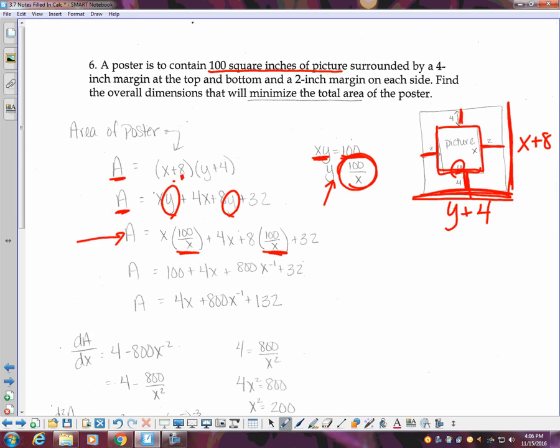Now my area formula is completely in terms of x. Well, let's clean it up a little bit. Those cancel. So plain old 100 over 4x. That's going to give me 800 over x. I know I'm getting ready to take the derivative, so let me pop it up with a negative power, and then plus my 32. And then I've got like terms here and here, so just a little cleaning up. So this is my poster area equation.